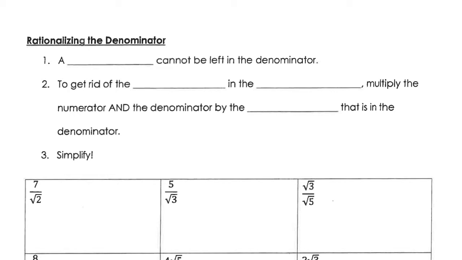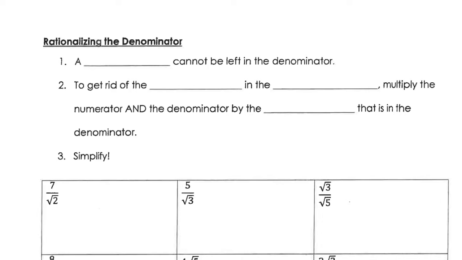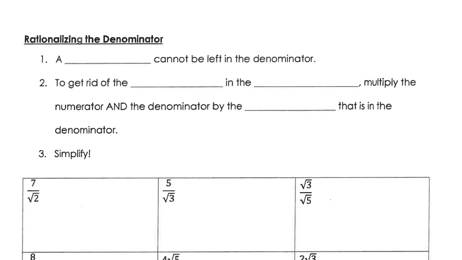Okay, we're looking at rationalizing the denominator. Rationalize means we're going to make it rational, right? So if it's irrational, then we have to fix it.